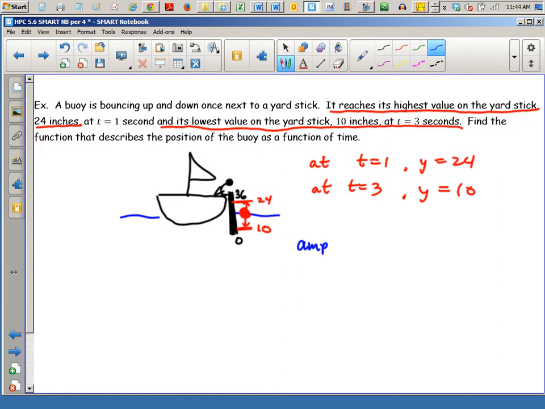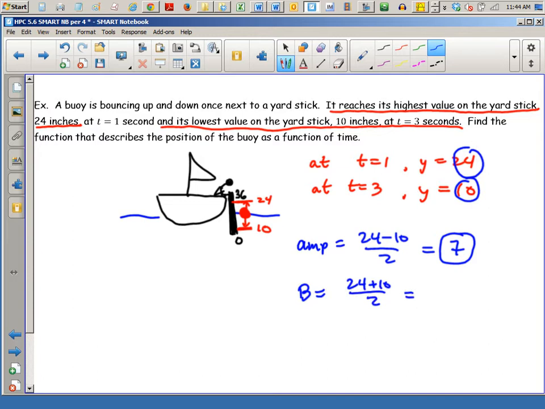Largest y minus smallest y, and then don't I have to divide by 2? Yeah. Okay, well that's simple enough. That's just 24 minus 10 divided by 2. So that's 7. All right, getting there. Next we have to find the b value. That's the vertical shift. That's just 24 plus 10 over 2, which is 17. And then we have to find omega. Omega is 2 pi over the period. Is that right? I think that's right.